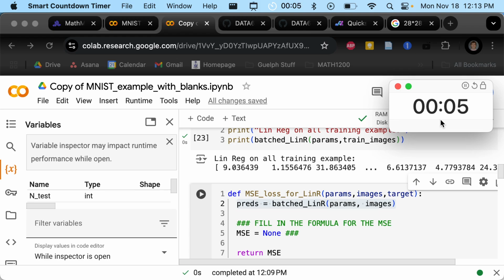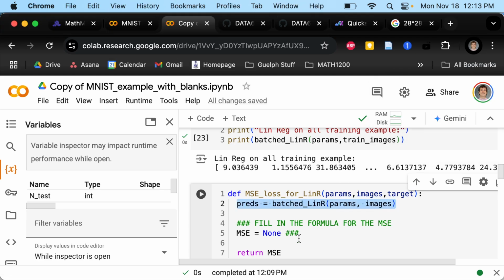Okay, a couple seconds left. I'm going to tell you the answer very shortly. Okay, time's up. Does anyone want to volunteer what they think I should write in for this mean squared error? And again, it's very instructive to think of what you would write and what the common errors are.